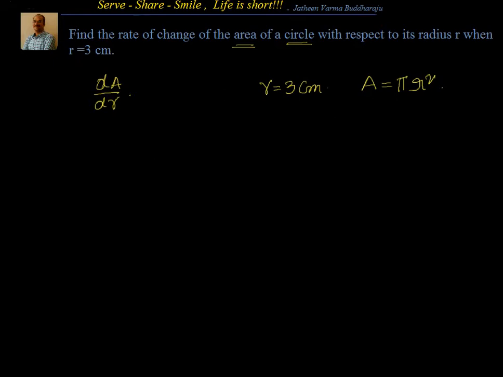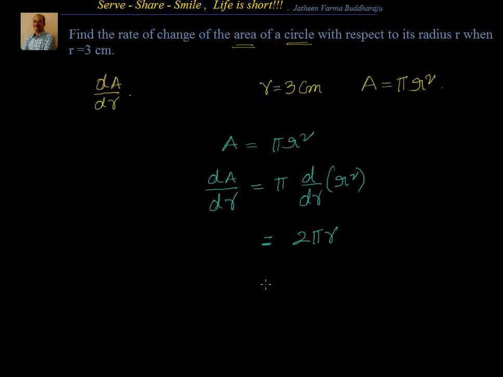Now it's very simple. Let's go ahead with A equals pi r square and differentiate it with respect to r, because we need to find dA by dr. So dA by dr equals pi, which is a constant, so I can take it out and write d by dr of r square, which is pi into 2r, or 2 pi r. Since the radius is 3, it becomes 2 pi into 3, which is 6 pi. The units are change in area, cm square, to change in radius, cm. So cm square per centimeter.